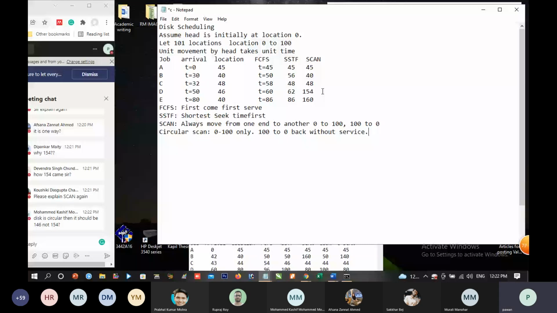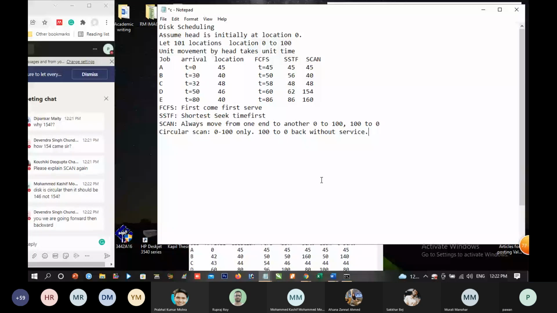No, you see, disk is circular, but going from the center of the disk to the periphery of the disk is not circular in nature. Do you understand? From the center of the disk, we are moving towards the periphery. It is not circular, it is linear. Yes, you are going forward and backward. Explain E.